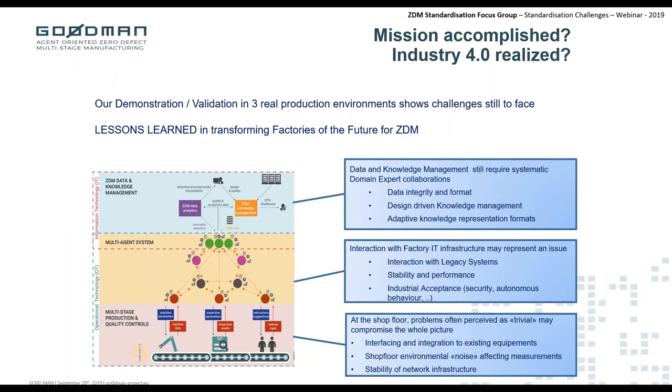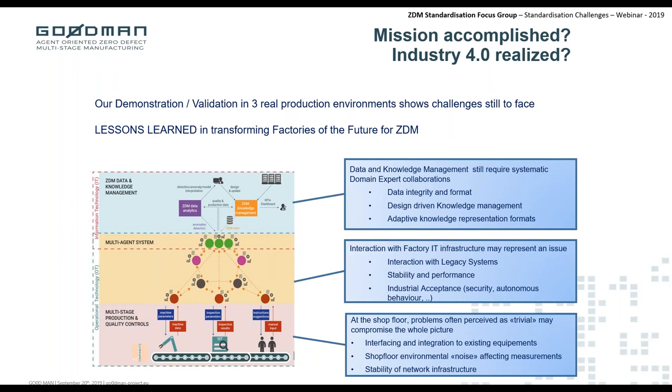Because this is, as I said, the first step. The next step will be an autonomous behavior. And if we want an autonomous behavior in this exchange of information and knowledge, we need to have a full acceptance of these technologies. At the top layer, that is the data and knowledge management, for sure, right now, still, we need domain expert collaborations.